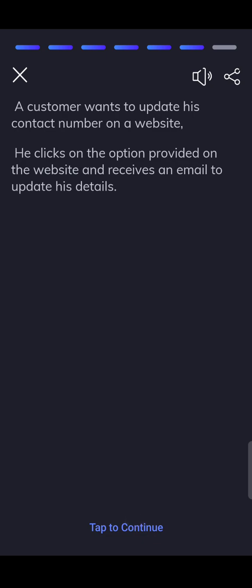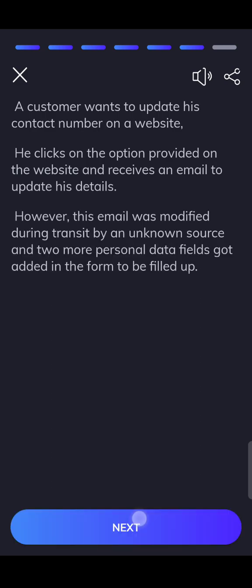A customer wants to update his contact number on a website. He clicks on the option provided on the website and receives an email to update his details. However, this email was modified during transit by an unknown source and 2 more personal data fields got added in the form to be filled up.